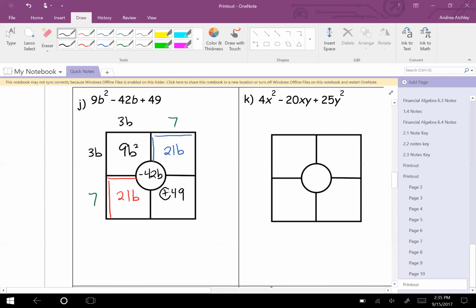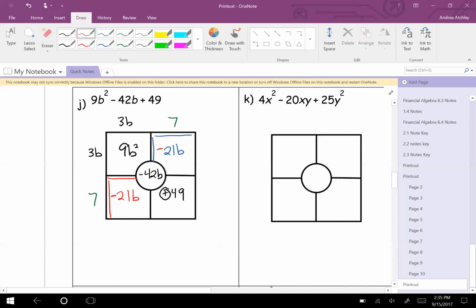I know I'm adding. If I add them right now, I'll get a positive 42. Okay, let's see. Brooke, what am I going to do to make it a negative 42? Well, we're going to make both of the 21s negative. They both need to be negative to get a negative 42, right?